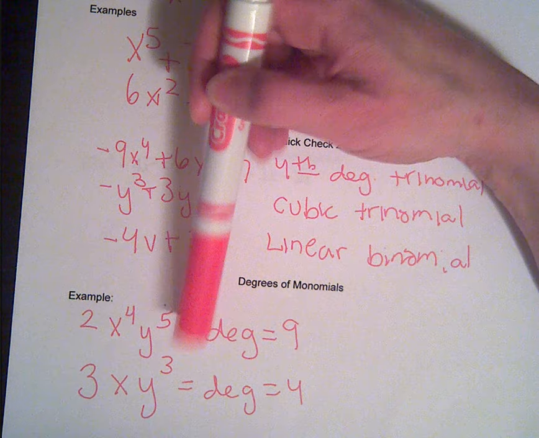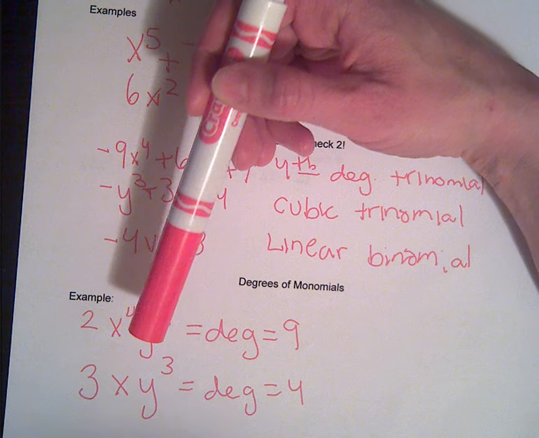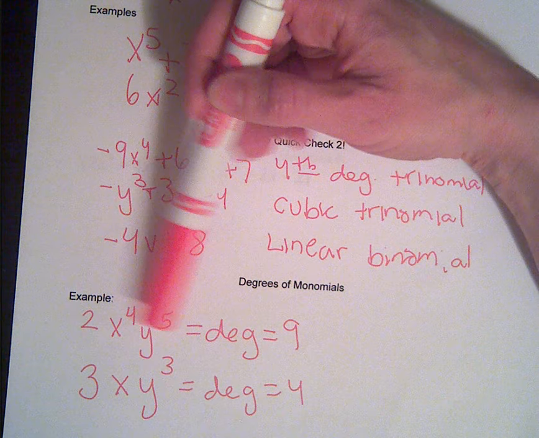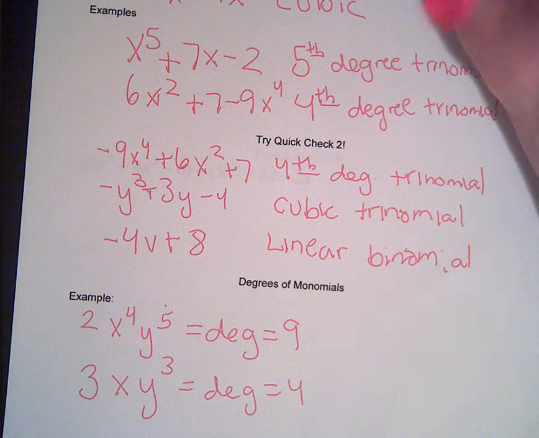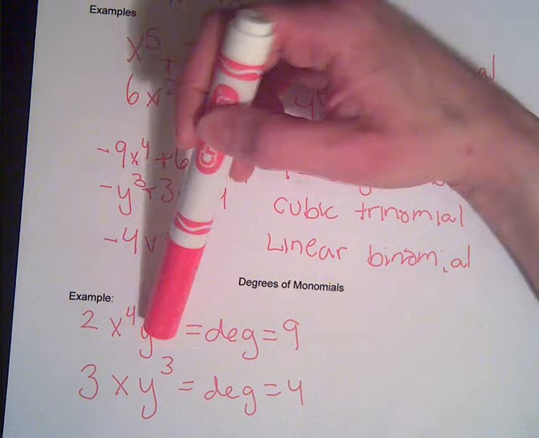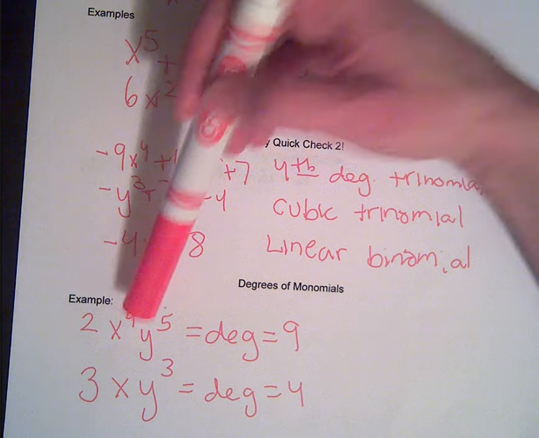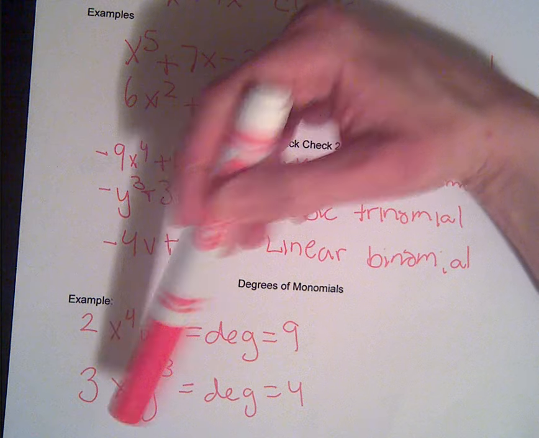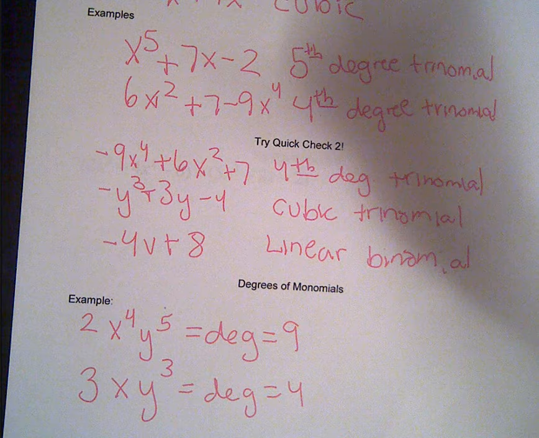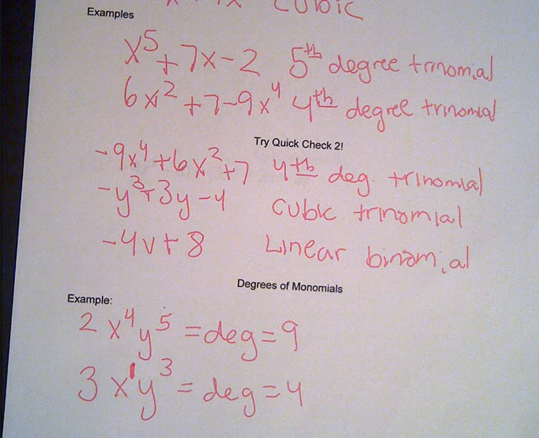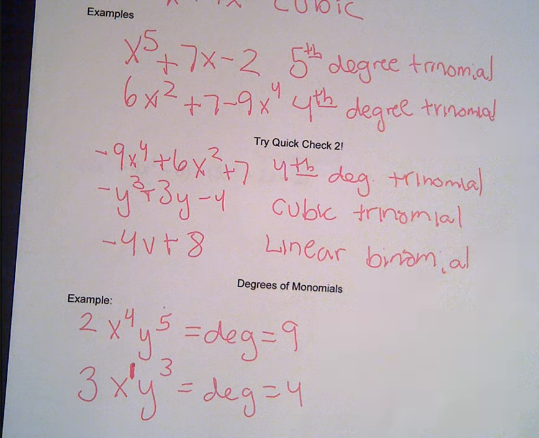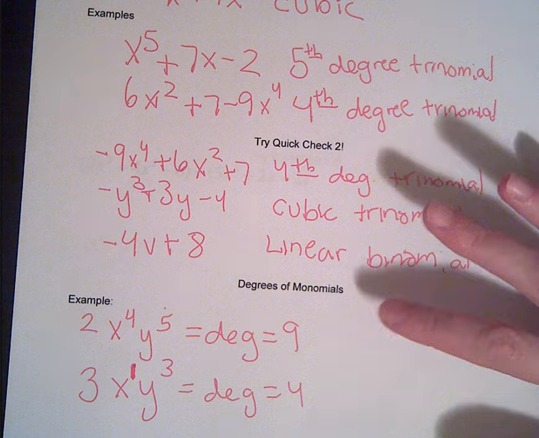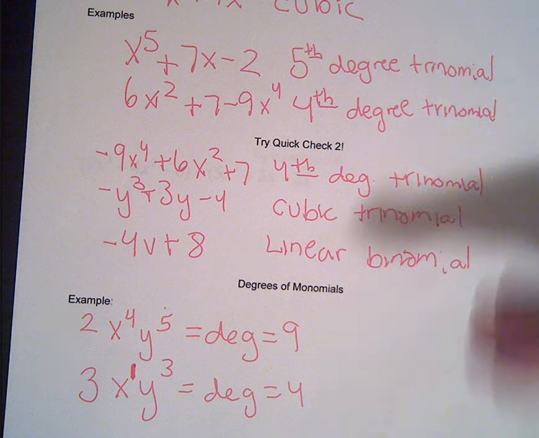I understand we just got done with exponential relationships, and we talked about how you only add if they have the same base, but this is different. If it's a monomial and they want to know the degree, you add the exponents even if the bases aren't the same. So 4 plus 5 is 9. Here, this would have a degree of 4, because this is really x to the first. They just don't write the 1 there. 1 plus 3 is 4. So that's degrees of monomials, and that's a very big distinction between monomials and polynomials.